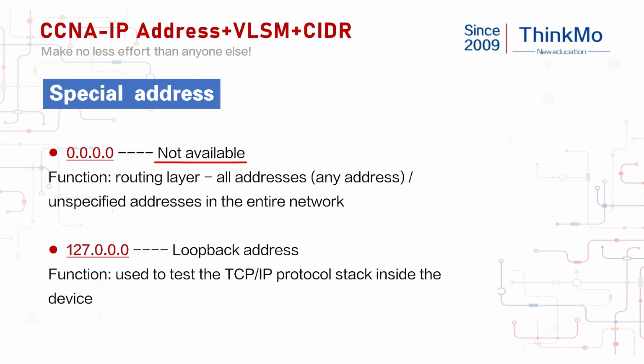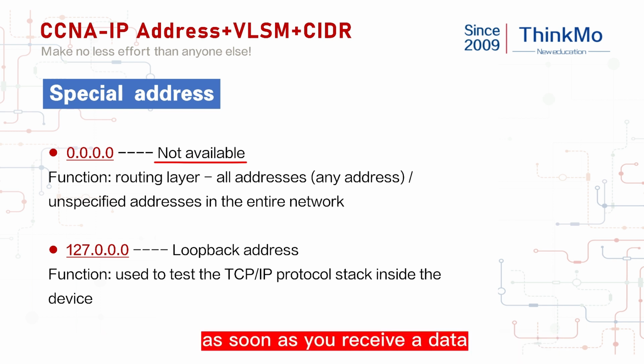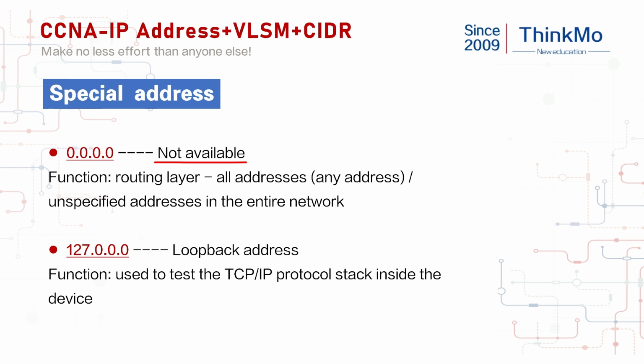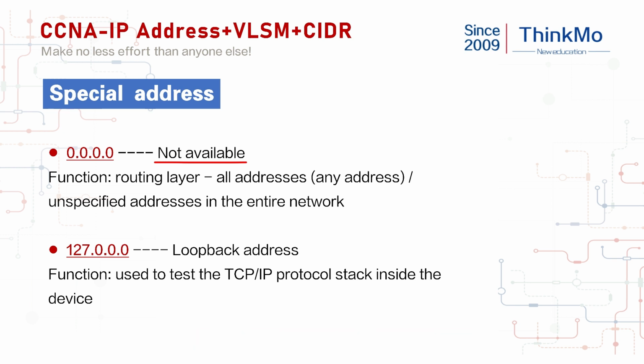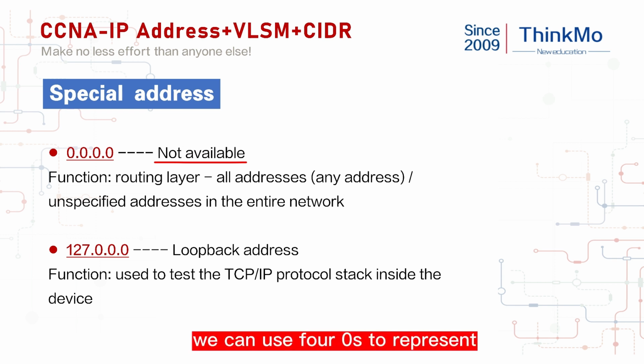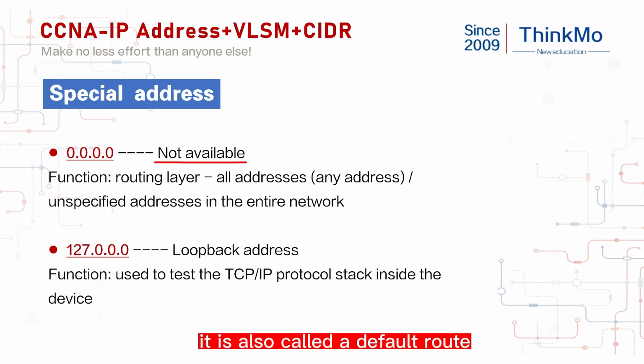That is, you don't need to care where exactly you're visiting. As soon as you receive data, you use the public network to directly forward the traffic to them. So for all this traffic, we can use four zeros to represent it. That is to say, we use four zeros to replace all addresses on the entire network. It is also called a default route.